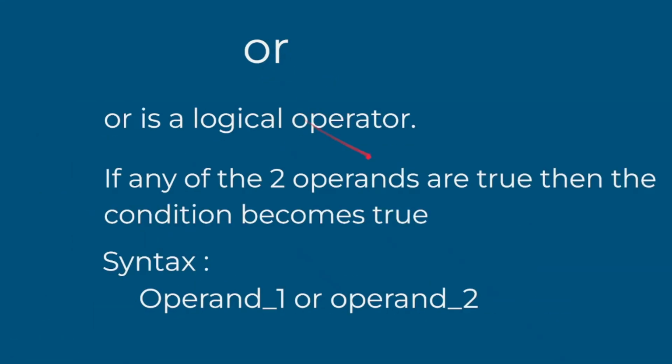Or. Or is also a logical operator. If any of the two operands are true, then the condition becomes true. That is, if you have two conditions and one of the conditions evaluates to false, then also the OR will evaluate to true. That means if any one is true, then OR will evaluate to true. The syntax of OR is operand 1 or operand 2. Here the operands can also be conditions.